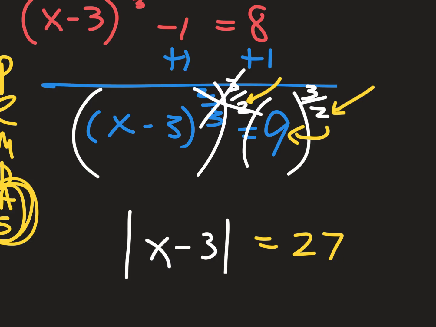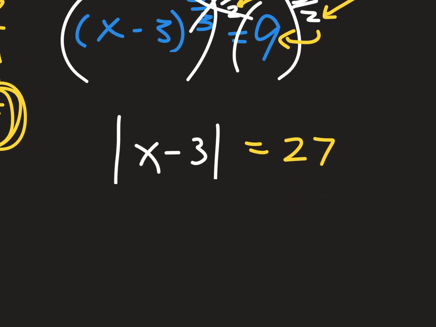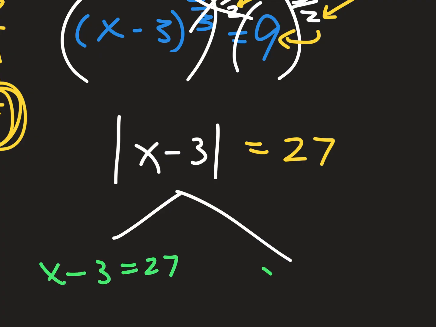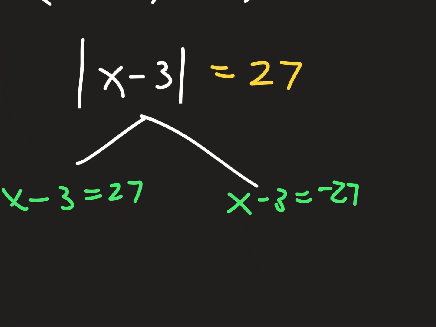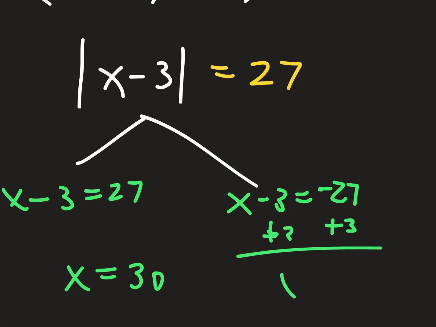Okay, square root of 9. See that 2 on the bottom? It's the square root. What's the square root of the 3 to the third? All right, then you do the splits. X minus 3 is 27. X minus 3 is negative 27. Add 3 to both sides. X equals 30. Add 3 on this side. X equals negative 24.